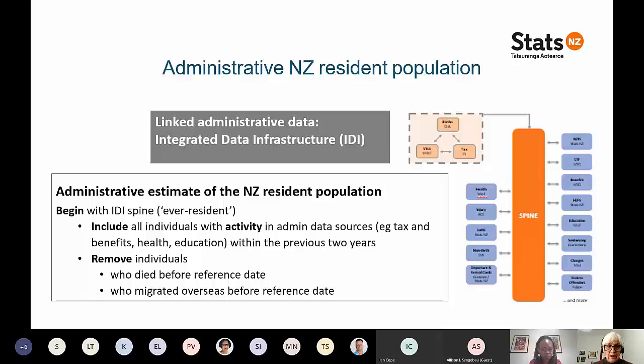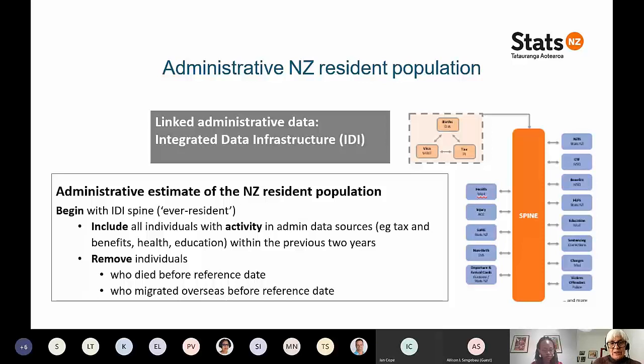People who've done that within the previous 2 years, we say, okay, that looks like they've been living in New Zealand. We then take out people who have died before the reference date, and we take out people who have migrated overseas before the reference date. And we can do that because deaths are linked into the spine and the migration data is linked in there as well. So we created an admin New Zealand resident population. We had quite a lot more access to administrative data than the ONS had when they started, so we benefited a lot from the IDI, which was actually developed for research purposes.